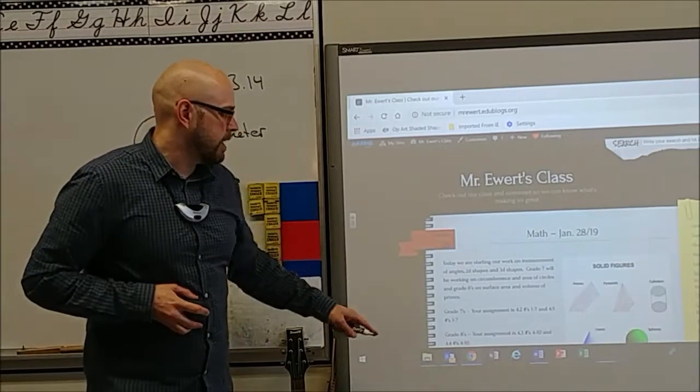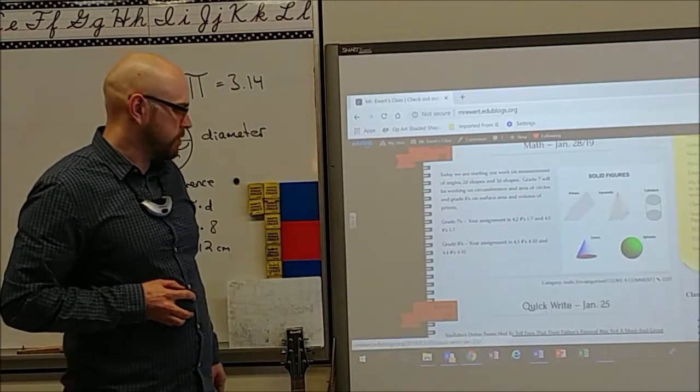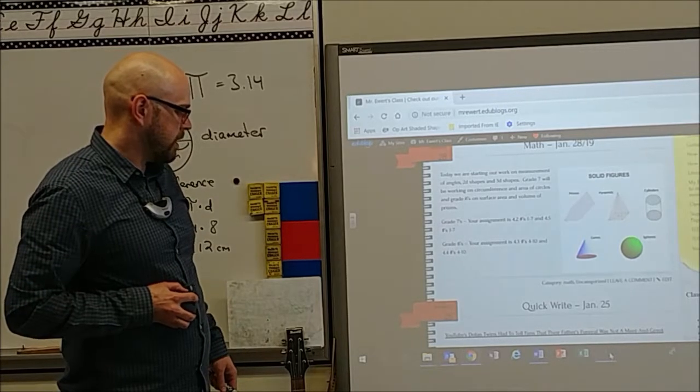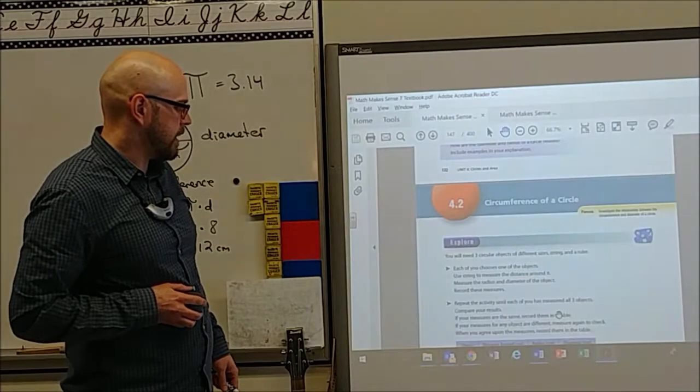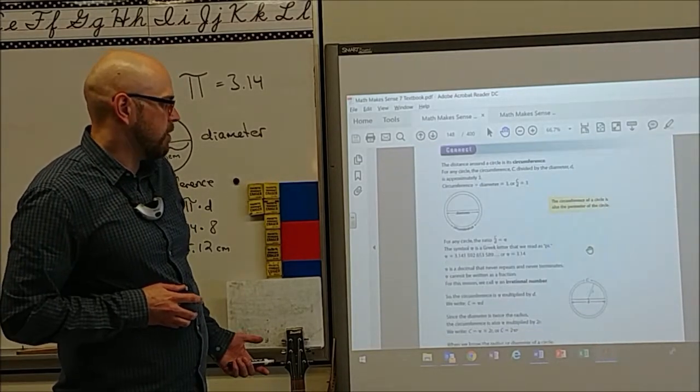So your assignment is right here, but I'm going to go to the actual textbook. I haven't put the scans of the textbook up yet, those will be on there momentarily. But let's take a look at the actual scan of the textbook. So we're going to run through this pretty quick because I pretty much gave you the whole thing.